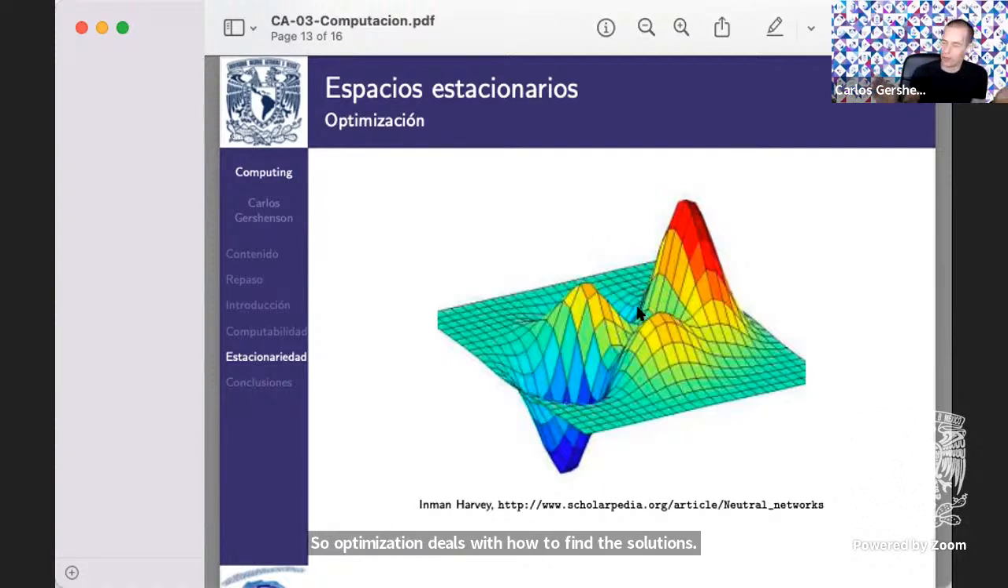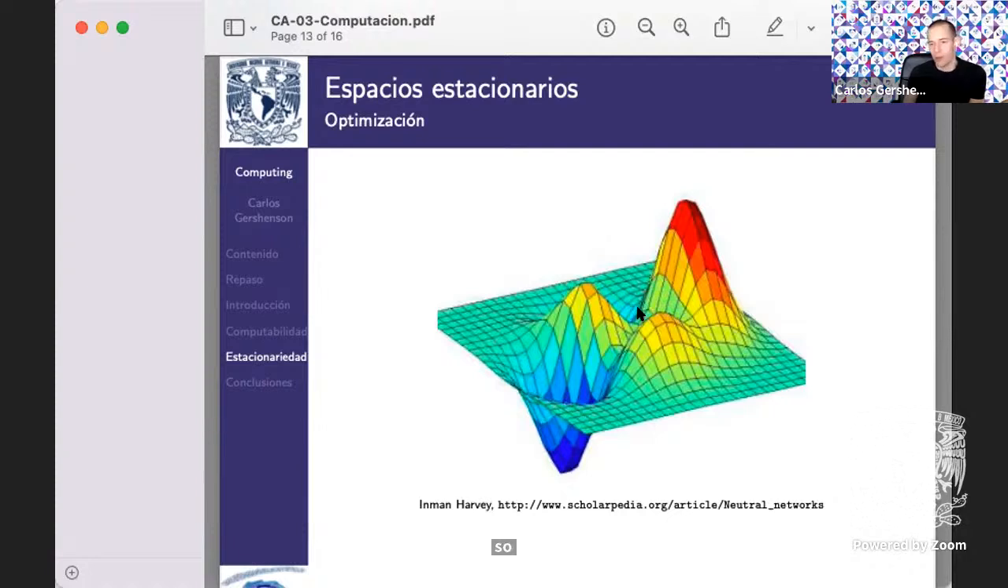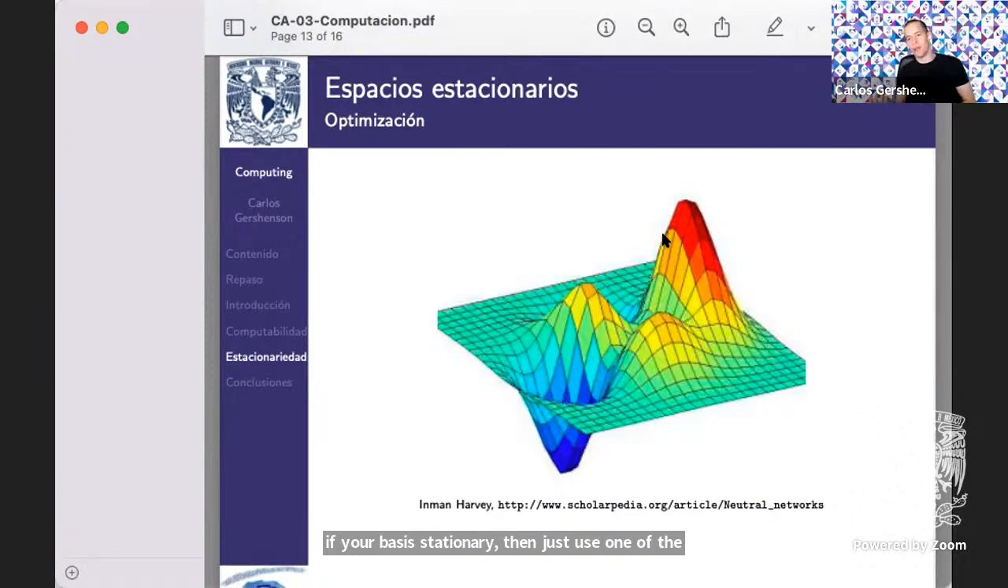And I mean, that's a whole field. So if your space is stationary, then you just use one of the existing algorithms and you find a solution, or you can use many algorithms in parallel and then one of them will find a very good solution.